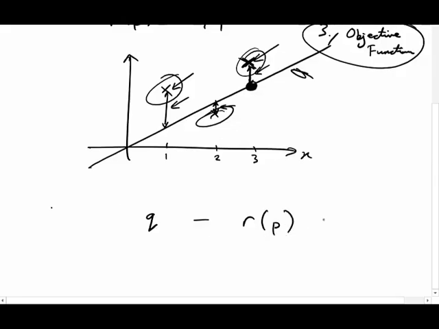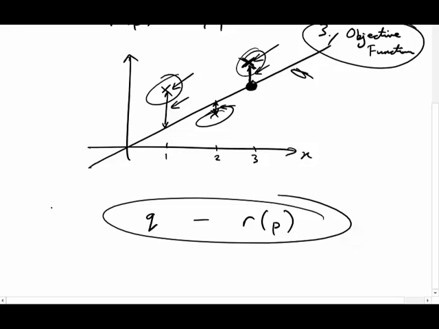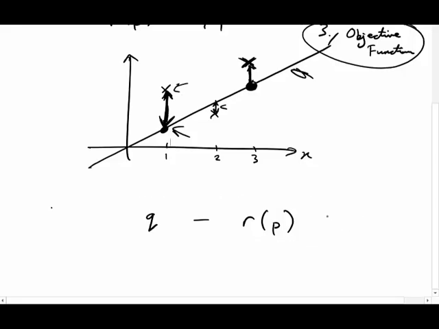Fairly obviously, it's the difference between the actual data, and the point where the line of best fit says it should be. So this distance in here is what's known as the residual. This is the difference between the actual data and the fitted data, or the data which it says it should be. The residual is given by Q minus R of P.